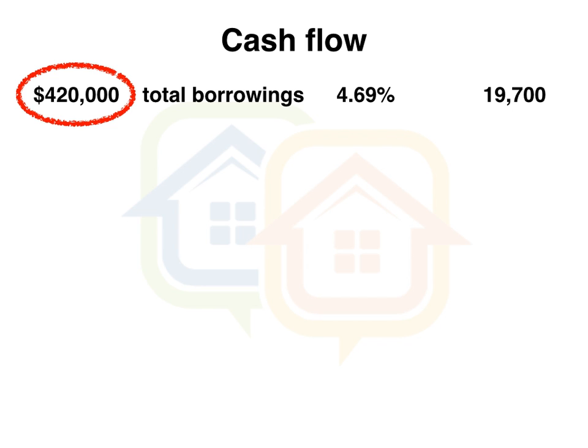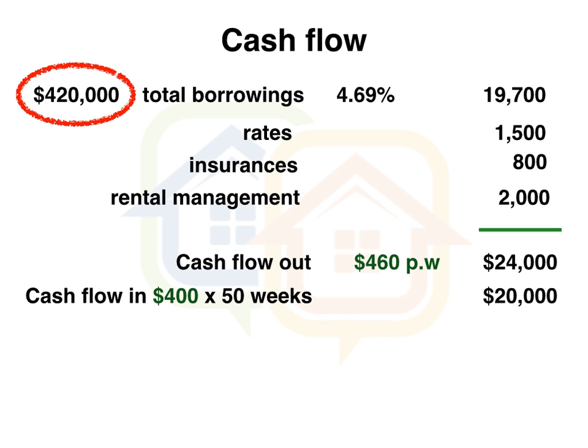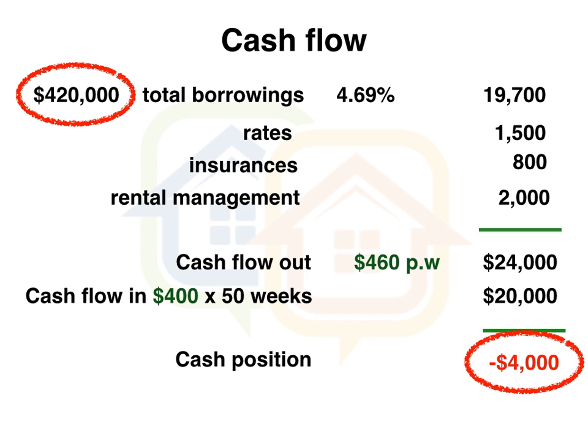at say 4.69% in current market rates. That's $19,000 a year. Then we've got rates, we have insurances to meet, we have rental management, and so on and so on. So straight away we can work out that the cash flow going out is $24,000 a year. The cash flow coming in by way of rent is $20,000 a year. And so we're in a negative cash flow position straight away, $4,000 a year.